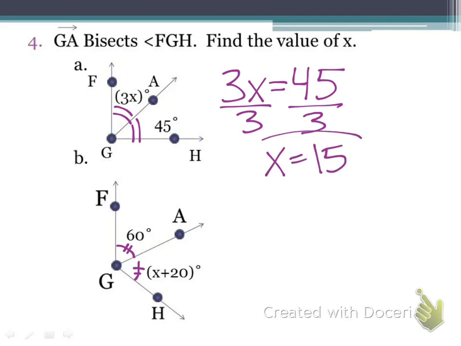15. Wonderful. Now, if you are someone who likes to double check your work, you can go ahead and plug 15 right in for this x. 3 times 15 is 45, so you're saying that both angles measure 45 degrees, which means they're congruent, so this problem makes sense. Questions on part A. Part B, what do you guys got?